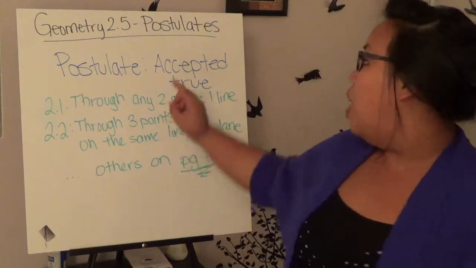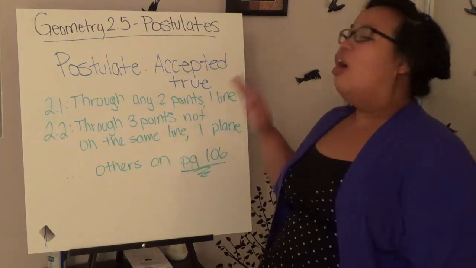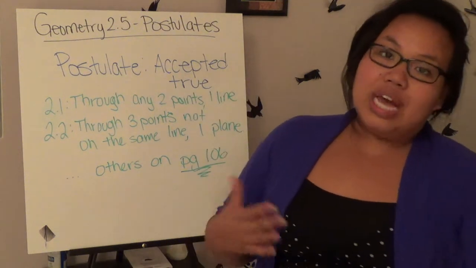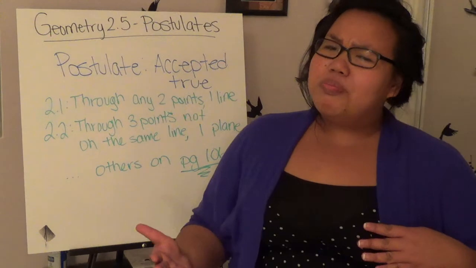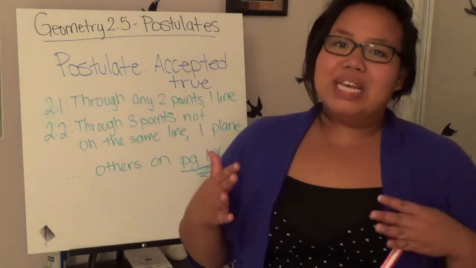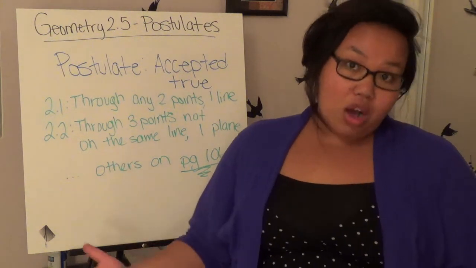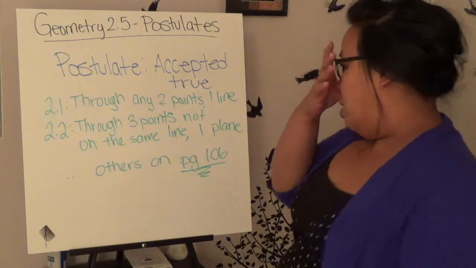The first one is a postulate. A postulate is what is called accepted truth. So it's kind of the thing that you can't really prove, but it's logical, it makes sense, and nobody's been able to prove it wrong. So that's what is called a postulate.